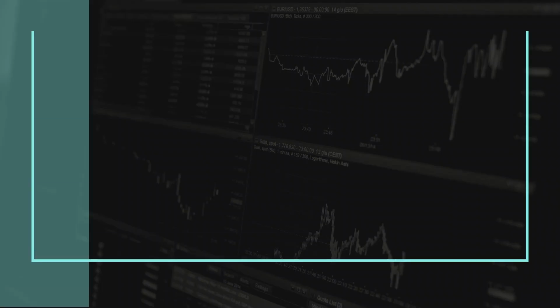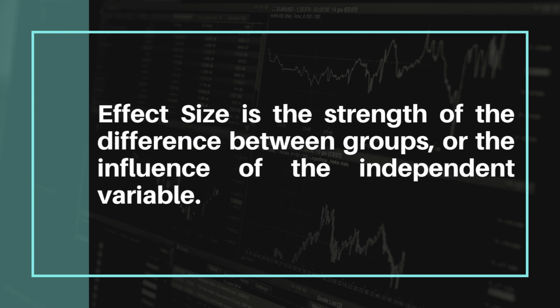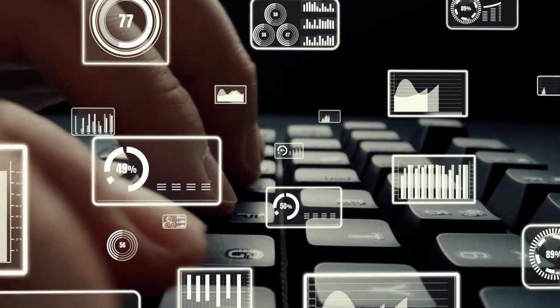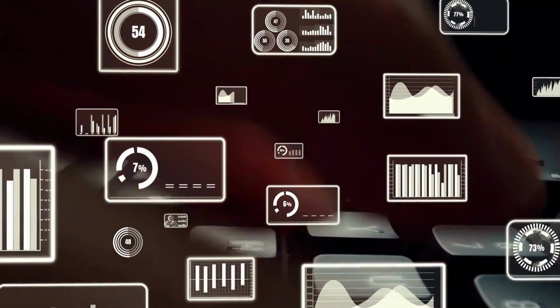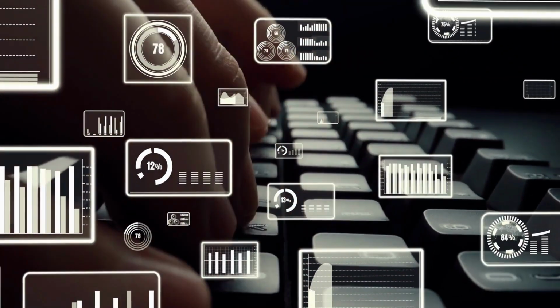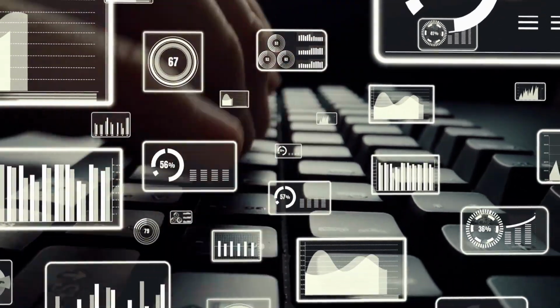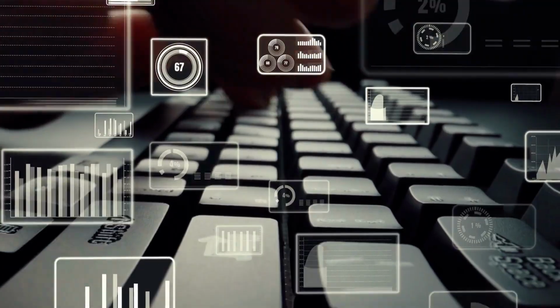The another issue is the effect size. Effect size is the strength of difference between the groups or the influence of the independent variable, and effect size is calculated with different formulas like eta square and Cohen's d, and I will be discussing all these in the coming slides.